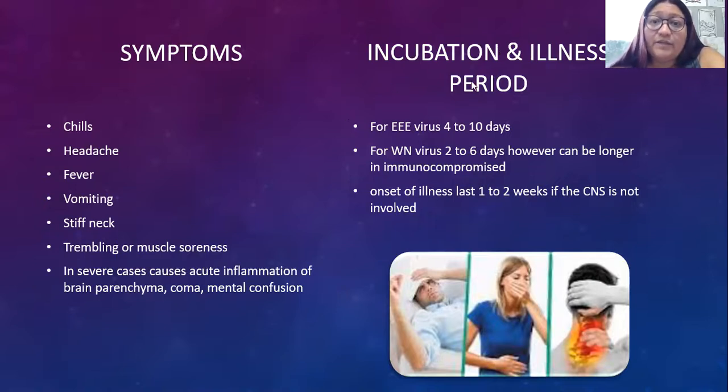The incubation period for the Eastern equine encephalitis virus is 4 to 10 days. For the West Nile virus it is 2 to 6 days. However, it can be longer for the immunocompromised. Once the illness or symptoms begin, it lasts 1 to 2 weeks if the central nervous system is not involved.